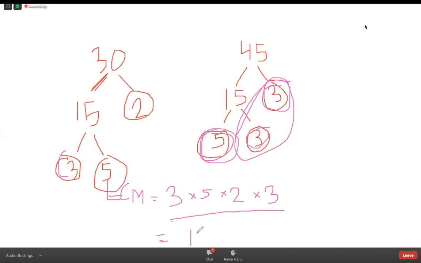3 times 5 is 15, then times 2 times 3. 15 times 2 is 30, times 3 is 90. So our least common multiple of 30 and 45 is 90. You can see 30 is a factor of 90 because 30 times 3 is 90. 45 is also a factor of 90 because 45 times 2 is 90. So when we talk about multiples, it's kind of the opposite of a factor.